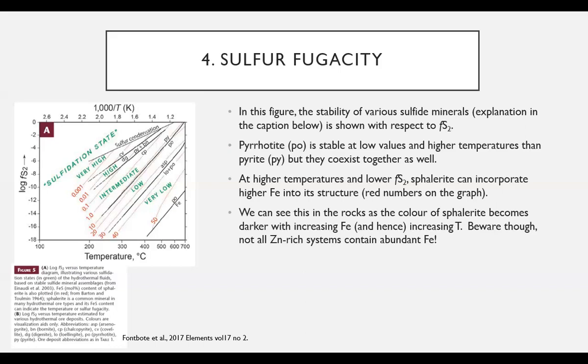But the other thing from this diagram, these red numbers relate to the iron content in sphalerite. So at higher temperatures and lower sulfur fugacity, you can actually incorporate more iron into the zinc lead sulfide. So this can also affect the potential grade of that ore mineral based on the conditions of that system.